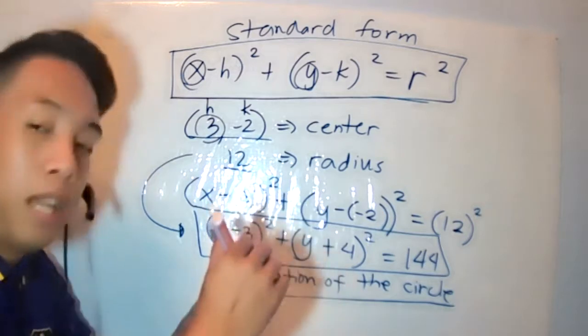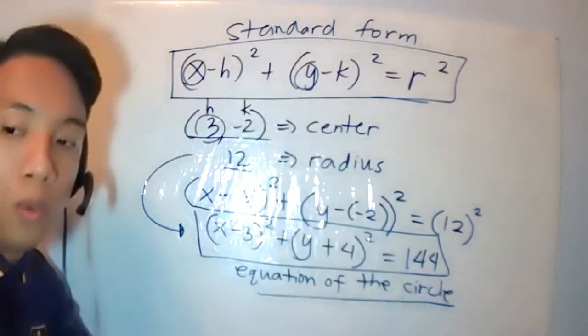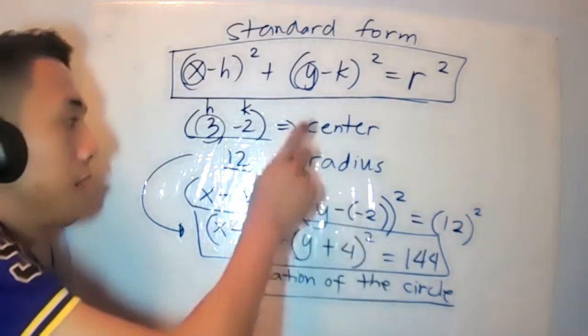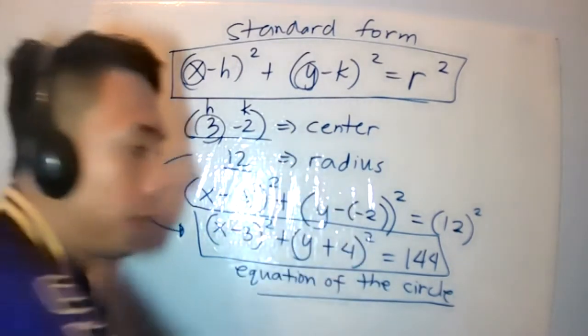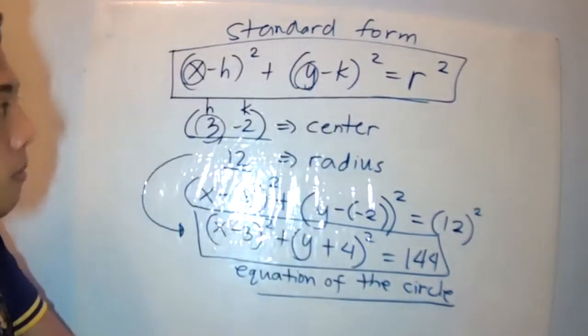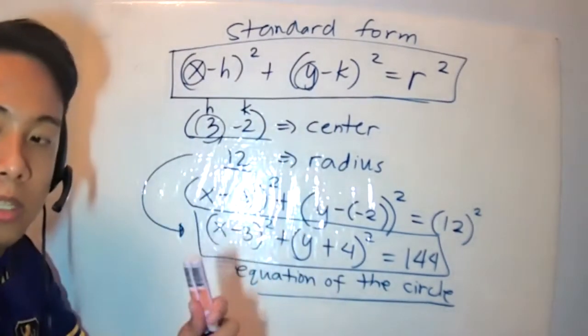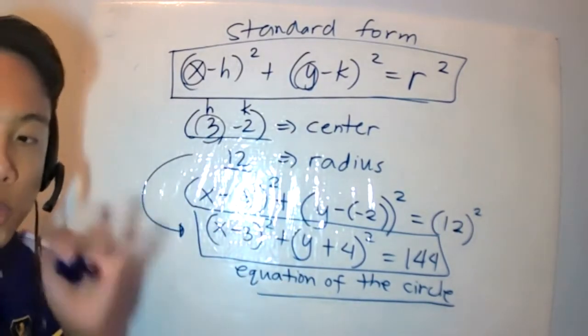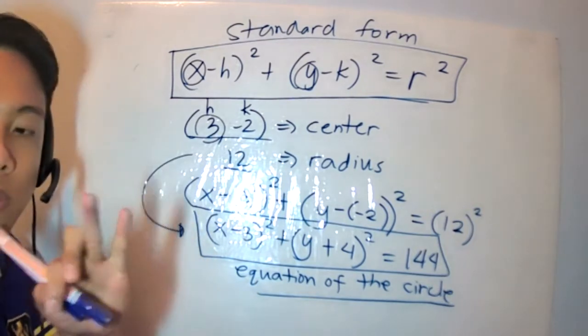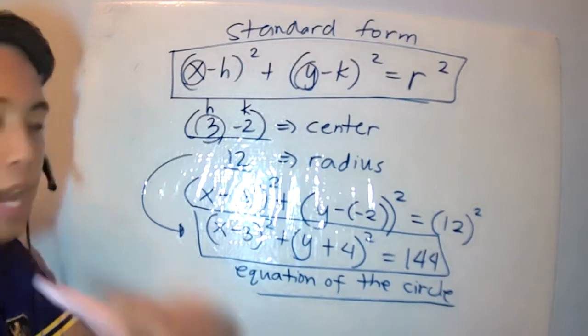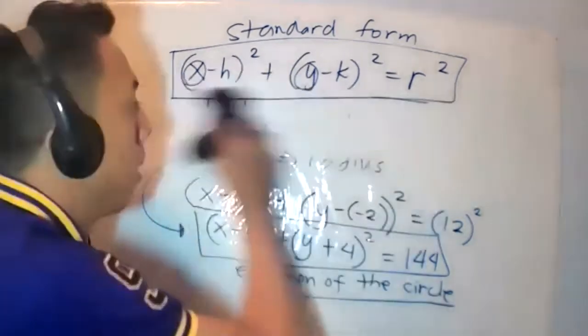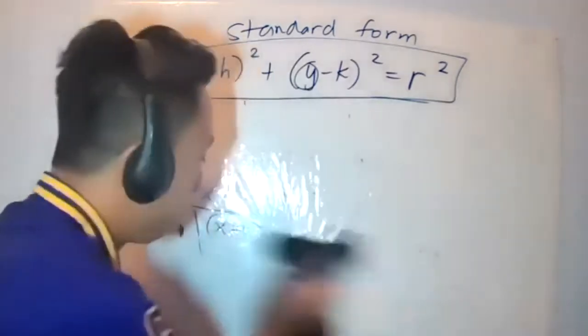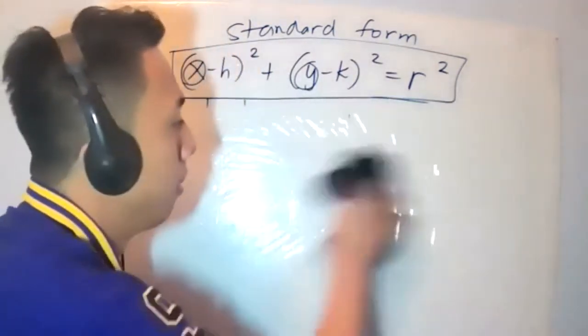What if our given is the standard equation? How can we find the center and the radius? If you want to copy this one, just screenshot this in 5, 4, 3, 2, 1, 0. So, I will erase it now. So that you can refresh.